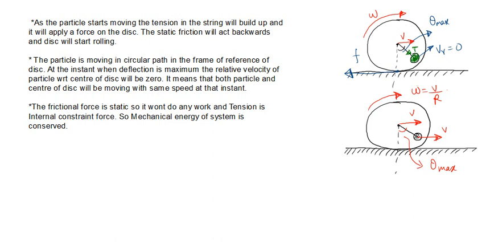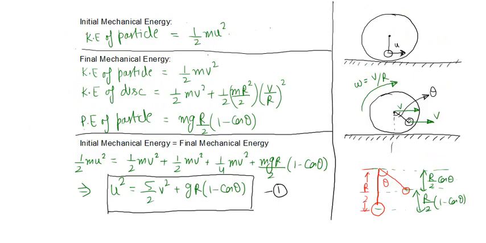So let us try to frame an equation using the fact that the mechanical energy of the system remains conserved. Okay. So initial mechanical energy. So this was the initial situation. The particle is moving with a speed u. So initial mechanical energy will contain only one term, and that term will be corresponding to the kinetic energy of the particle. So initial mechanical energy will be equal to kinetic energy of the particle, which is equal to half mu square.